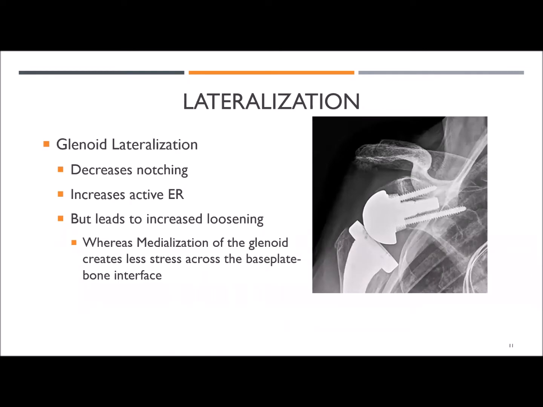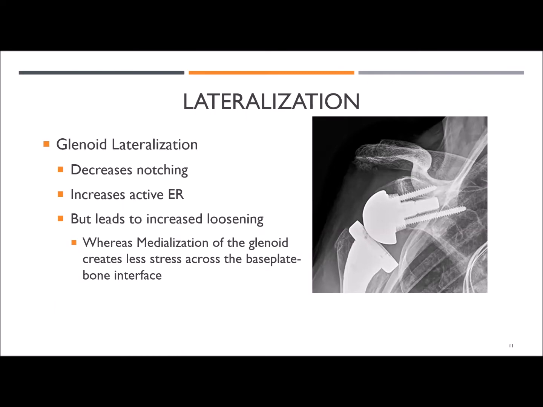So the benefit of glenoid lateralization is that you do get decreased notching because the humeral stem is further away from the scapula. You get increases in external rotation because of the tensioning of the rotator cuff, but it can lead to increased loosening because now you're putting more stress across the base plate bone interface. Whereas medialization of the glenoid creates less stress across that base plate bone interface because it actually compresses it more. So you can get some glenoid loosening there if your fixation on the glenoid isn't optimal.